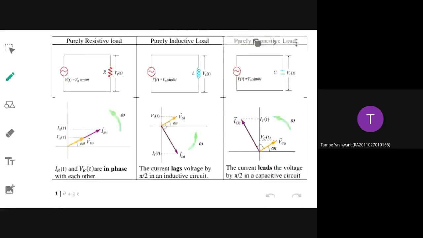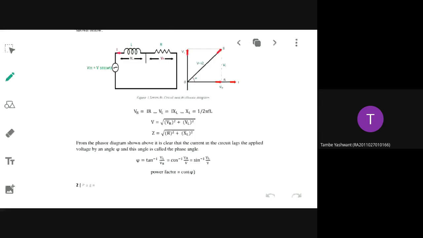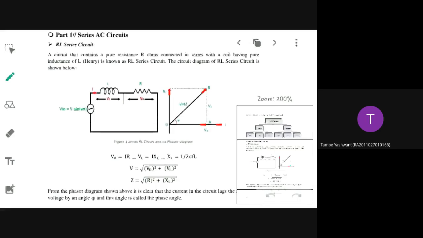Okay, these things we have just learned. What will happen if the circuit is purely resistive? What will happen if the circuit is purely inductive? What will happen if the circuit is purely capacitive? And how the current and voltage are related, and how to draw the phasor diagram. All these things are again shown here. Now let us move on to see what will happen if you are having a series circuit.